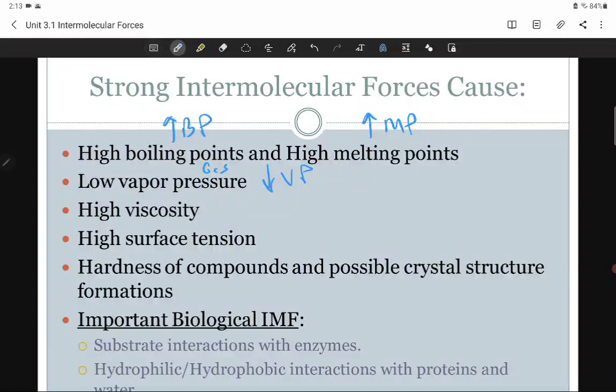If you had gasoline in a gas can, if it's just sitting in your garage and you open up the gas can, you can probably hear a lot of gas escaping. That has high vapor pressure. We talked about viscosity already. We talked about surface tension. We didn't talk a lot about hardness and crystals today, but we've done that before when we were talking about ionic compounds.